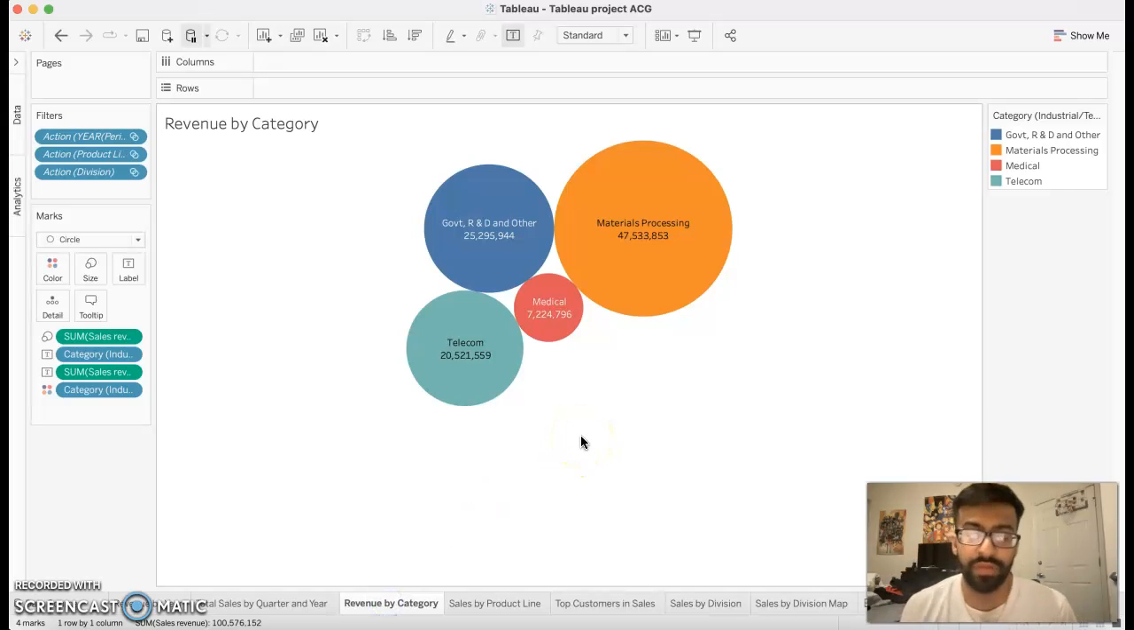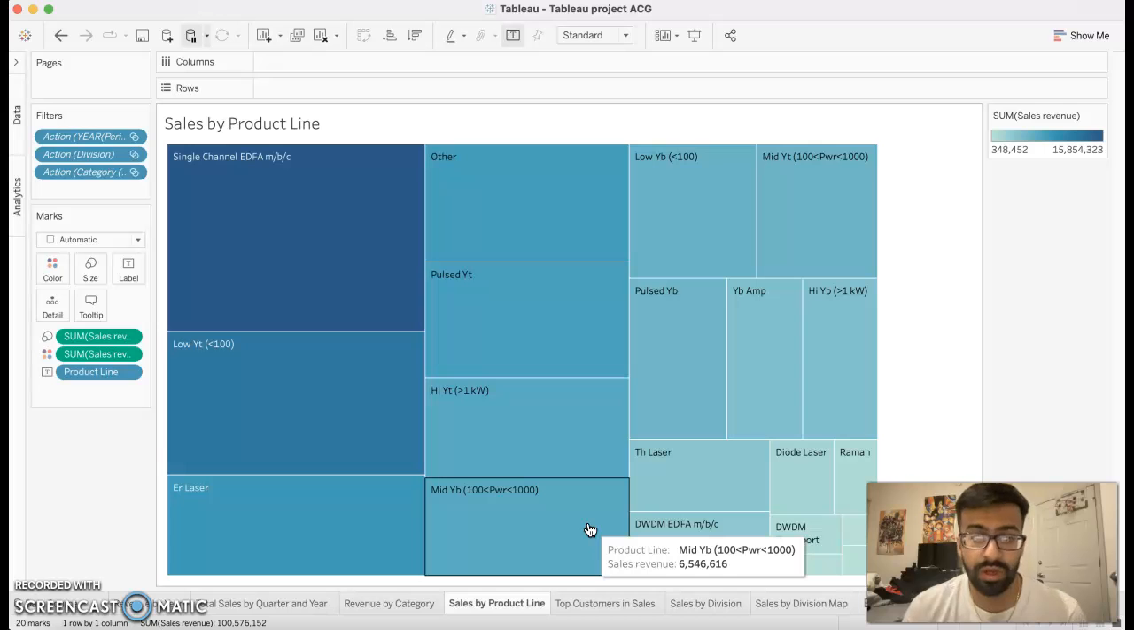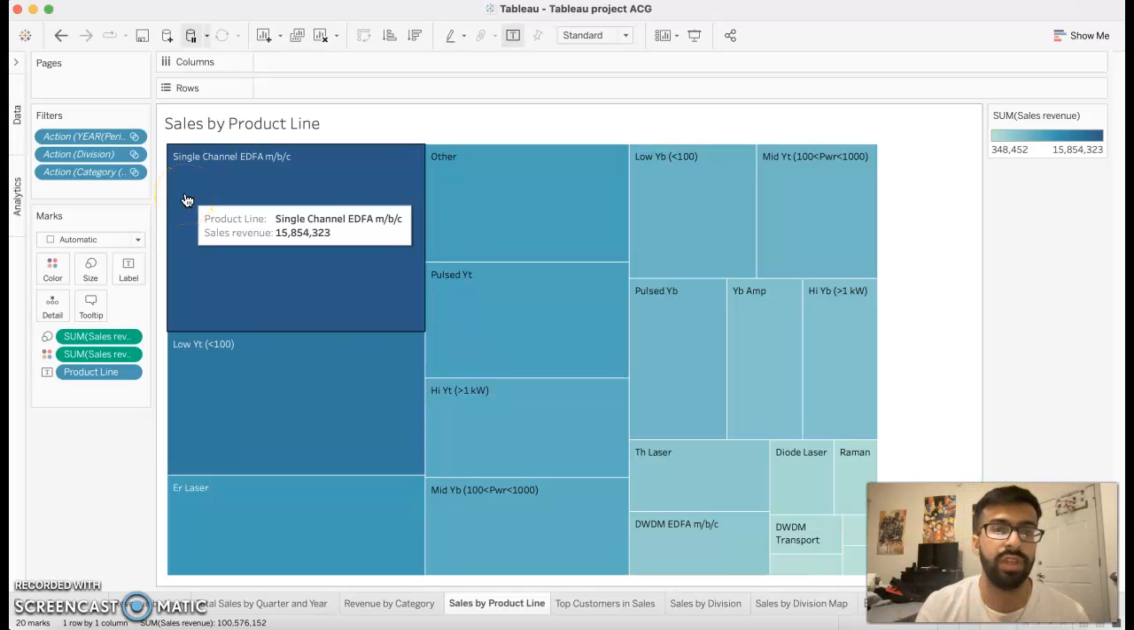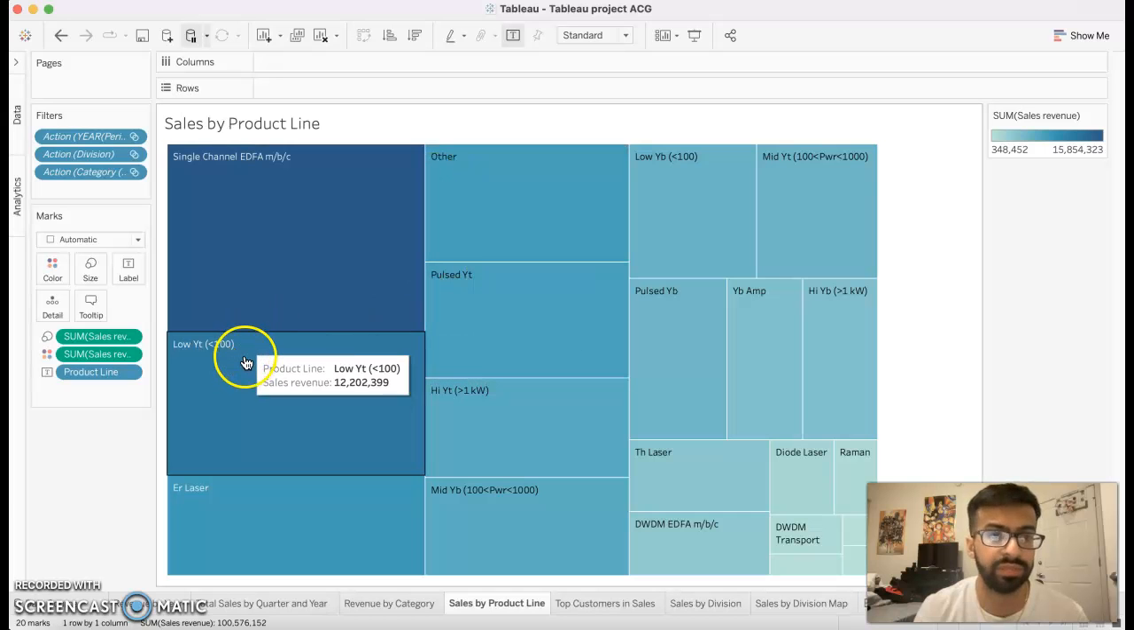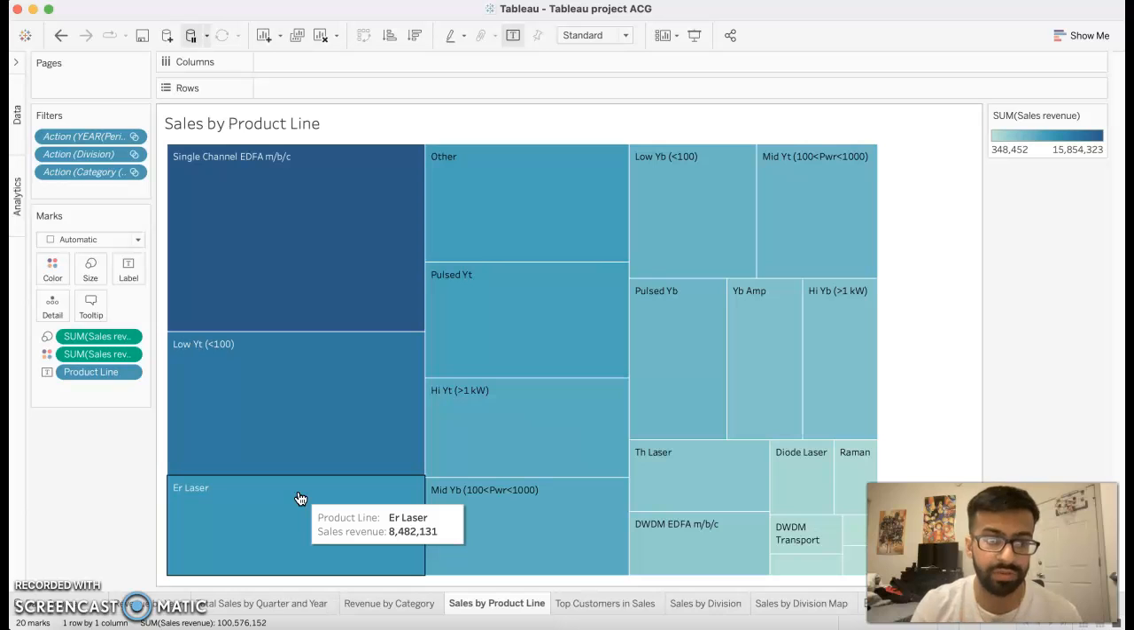Also, there's the revenue by category, and the different categories are materials and processing, medical, telecom, and GOT, R&D, and others. And we're looking at the sales revenue for each category. There's also the next page called the sales by product line, and you can see the different product lines like single channel, other, post YT, low YT, in ER laser, and each highlights the sales revenue for each one.